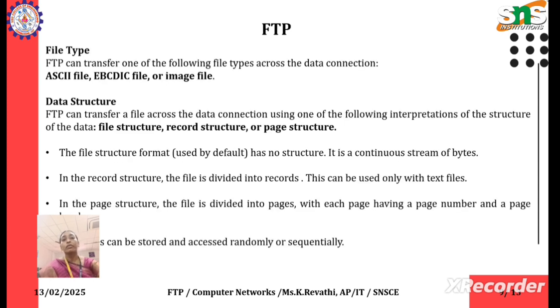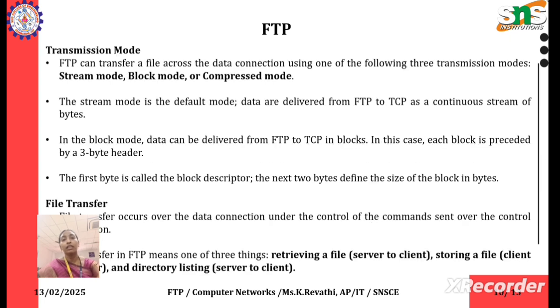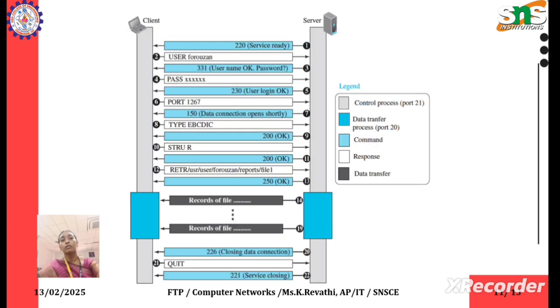Then the file types are ASCII files, EBCDIC files, and image files. The data structures used here are file structure, record structure, or page structure. Then the transmission modes are stream mode, block mode, or compressed mode. This is the file transfer over the network. It explains the client server file transfer model with the port numbers.